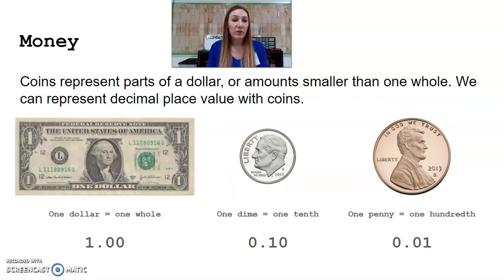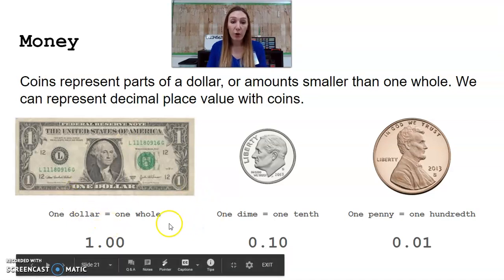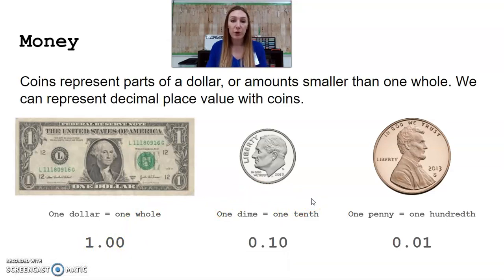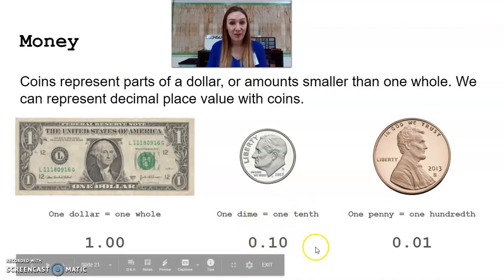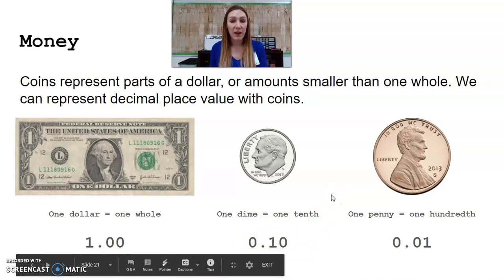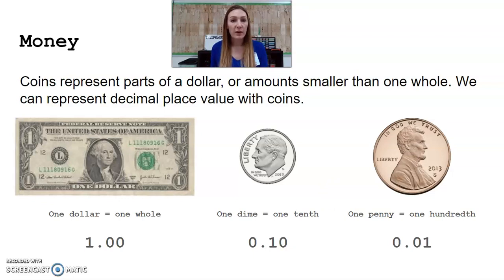Money. Coins represent parts of a dollar or amounts smaller than one whole. We can represent decimal place value with coins. So $1 is equal to one whole, or 1 and 0 hundredths, 1.00. One dime is equal to 1/10, or 0.10, 0 and 10 hundredths, 0 and 1/10. Listen to that again. 0 and 10 hundredths, 0 and 1/10.